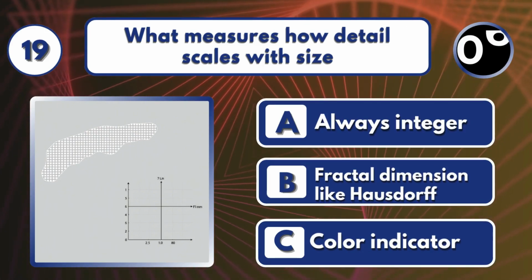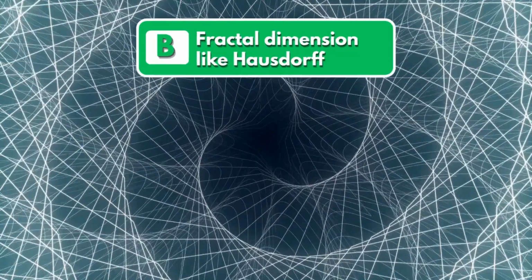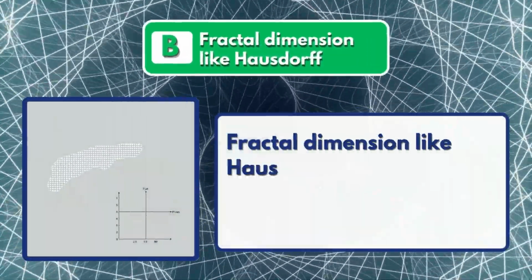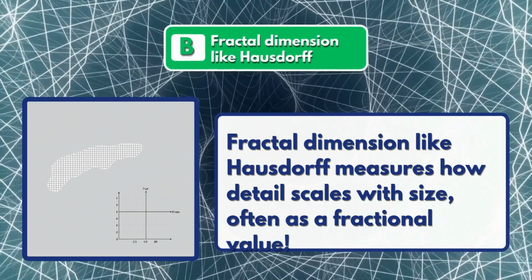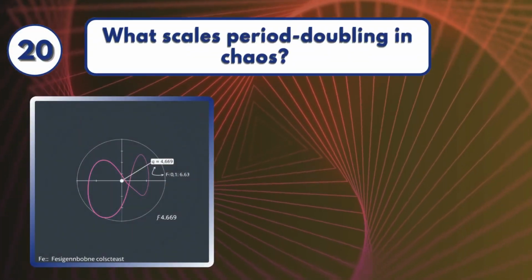This one's a fractal mind-bender. Fractal dimension, like Hausdorff, measures how detail scales with size, often as a fractional value. What scales period doubling in chaos?